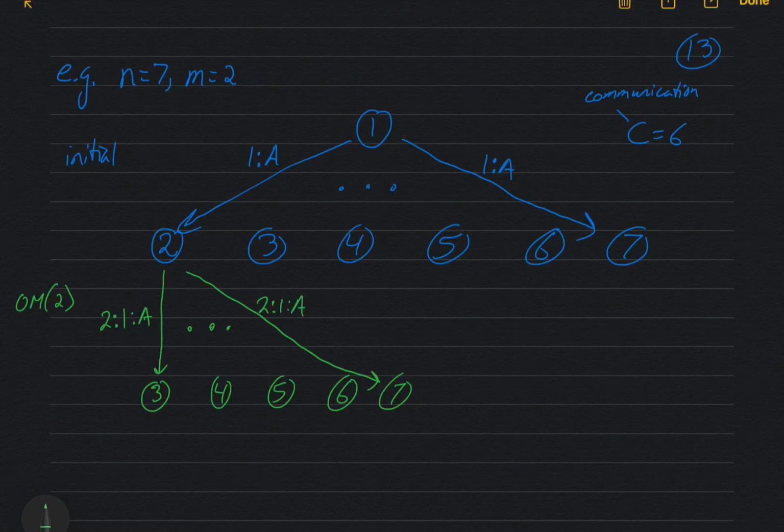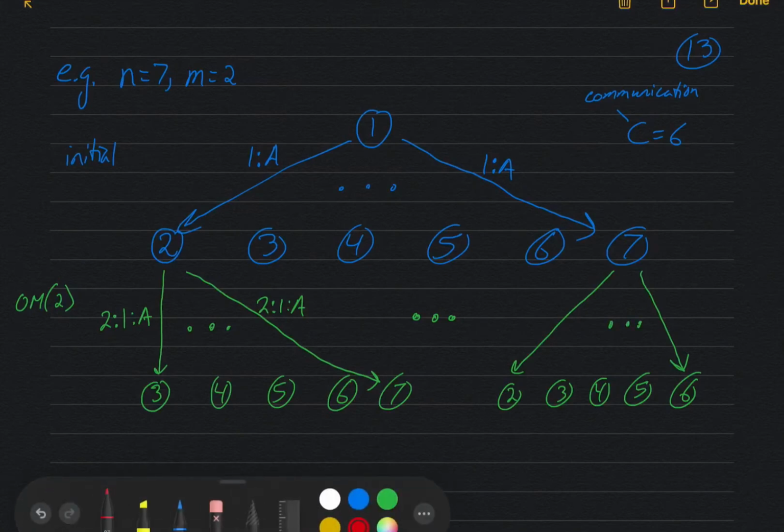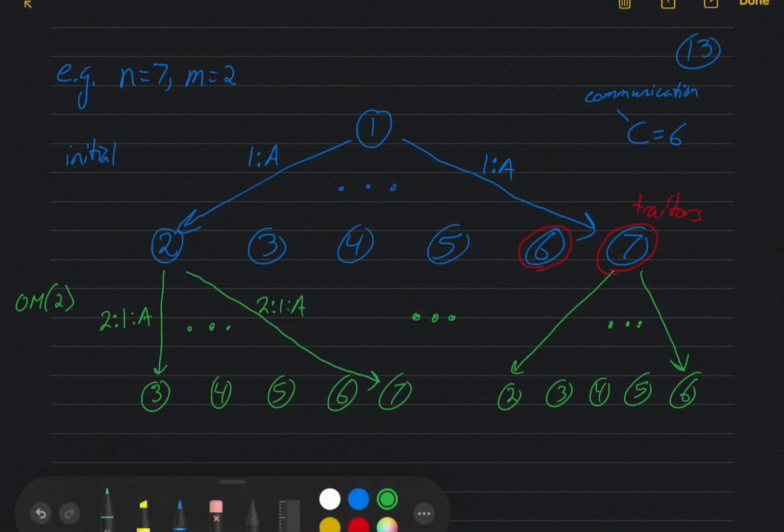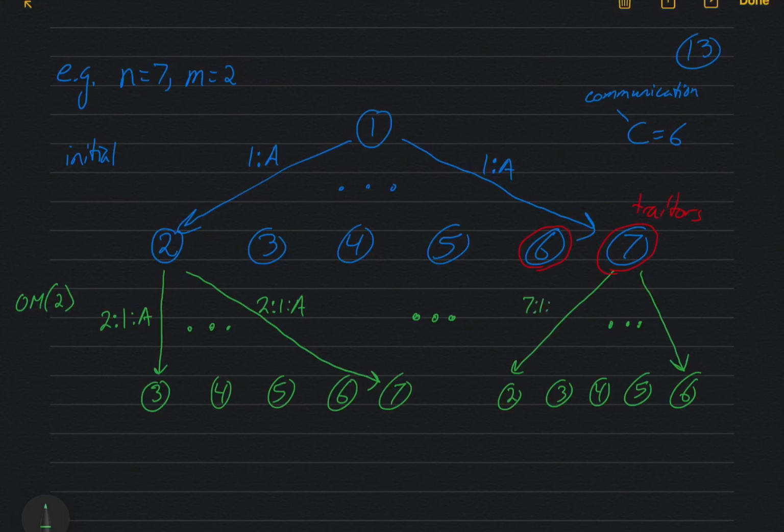Well, let's draw the other end here. So 7 is going to be sending its messages to 2, 3, 4, 5, and 6. And let's say, for example, that general 6 and 7 are the traitors. And so the value that it's going to send here is going to be 7, 1, R.